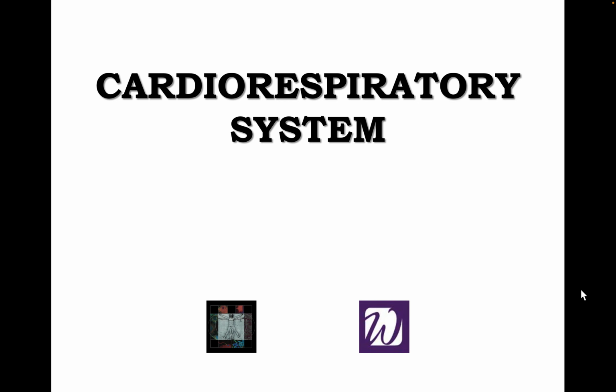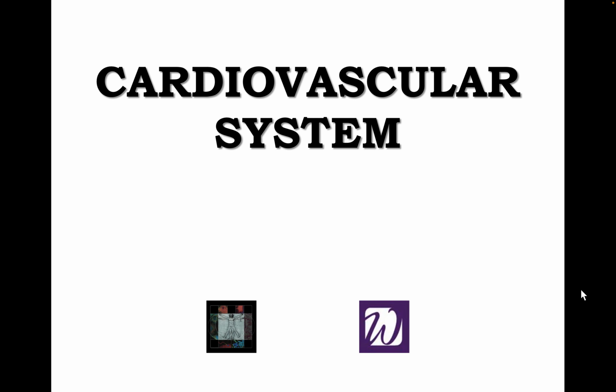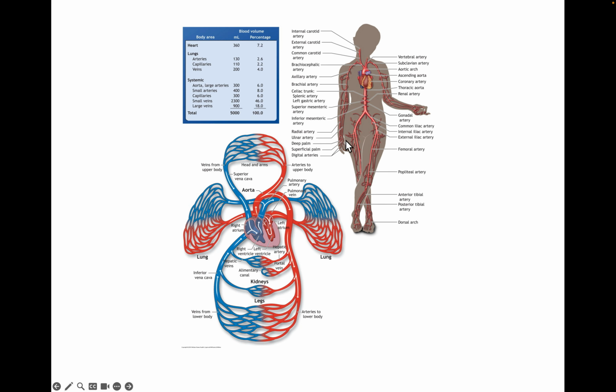Today we're going to be talking about the cardiorespiratory system. Let's get it popping. The cardiorespiratory system is composed of two different parts. We'll first start with the cardiovascular system. The cardiovascular system, as you can see by this diagram here, is made up of your heart and all the blood vessels that travel throughout your body. We'll talk about these a little bit more in the coming slides.